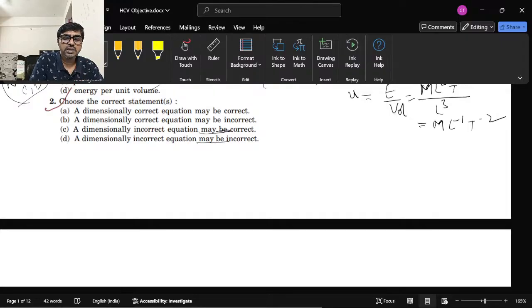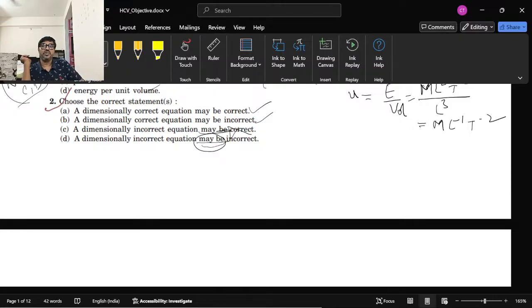Okay, what is the answer? A and B. Dimensionally incorrect equation must be incorrect, not maybe. C option anyway wrong. D option is also wrong because they have given maybe. They should give must be. Dimensionally correct meaning it may be correct, may not be correct. Dimensionally incorrect meaning it has to be incorrect only. So that's why we use dimensional analysis for elimination.